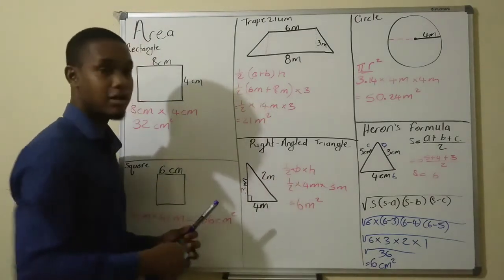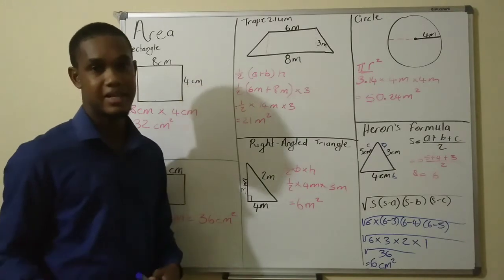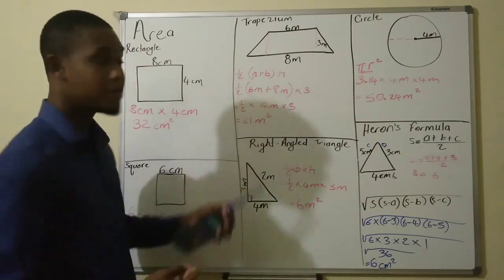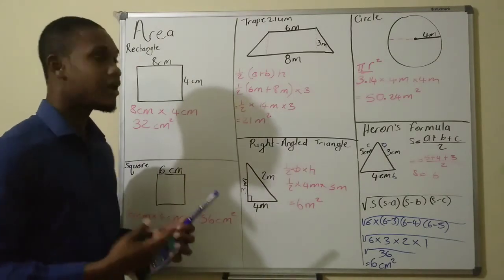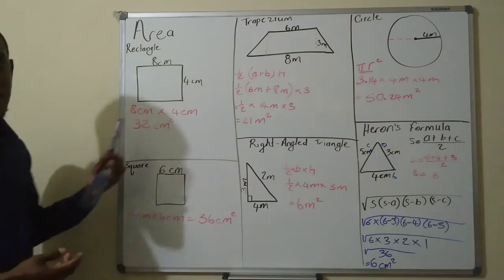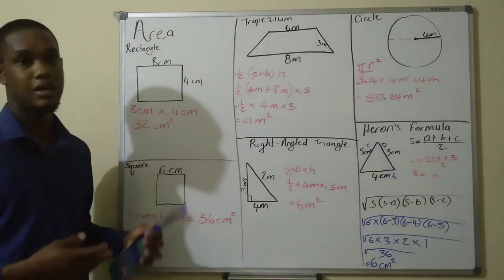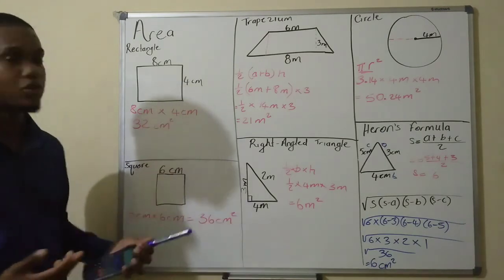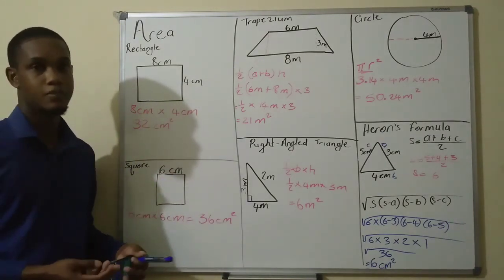For the right angle triangle, it's always half base times height. For a circle, it's pi r squared. For a trapezium, it is half a plus b times h. And then for the rectangle and the square, it is just simply length times width. And you'll be able to find those areas.